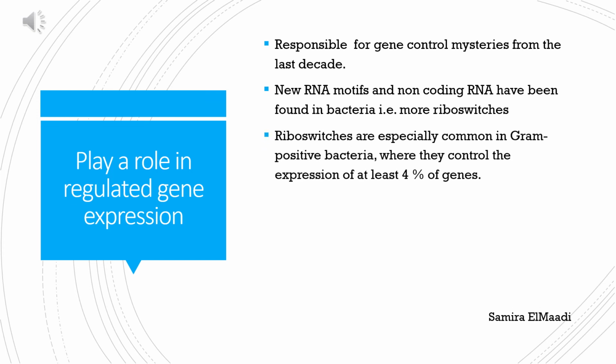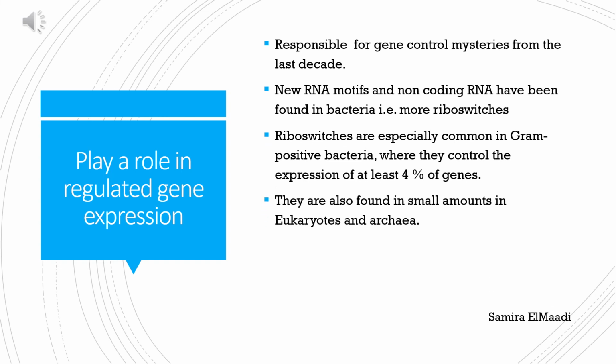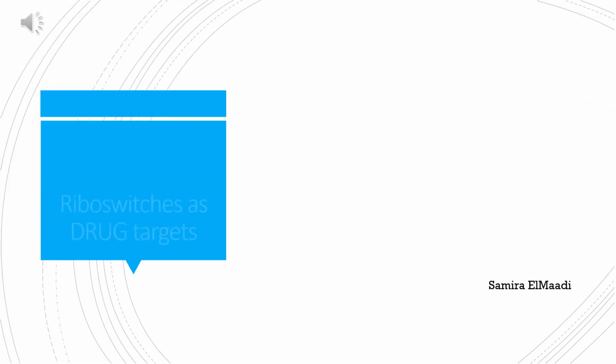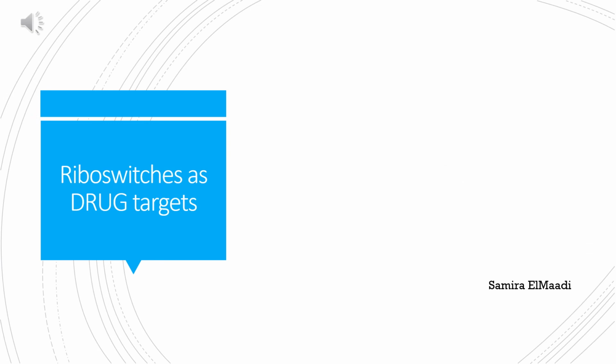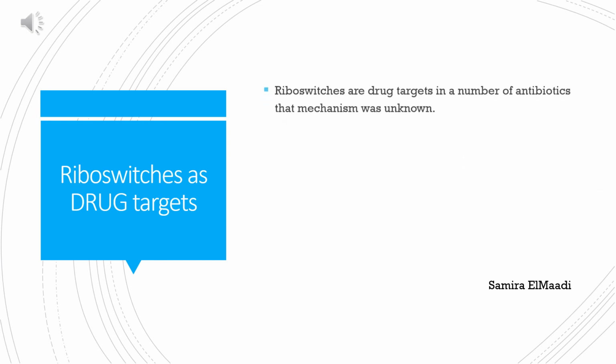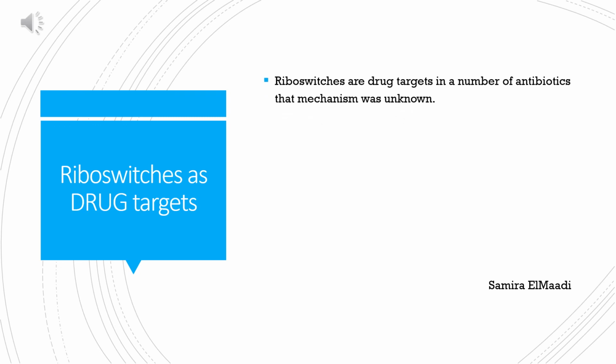Riboswitches control the expression of 4% of genes in bacteria. They are also found in eukaryotes and archaea. They are competing with protein in gene expression and are successful in being accurate and highly sensitive. Riboswitches have the potential to be used as drug targets. We now know that riboswitches are the drug target in a number of drugs. That mechanism was unknown.